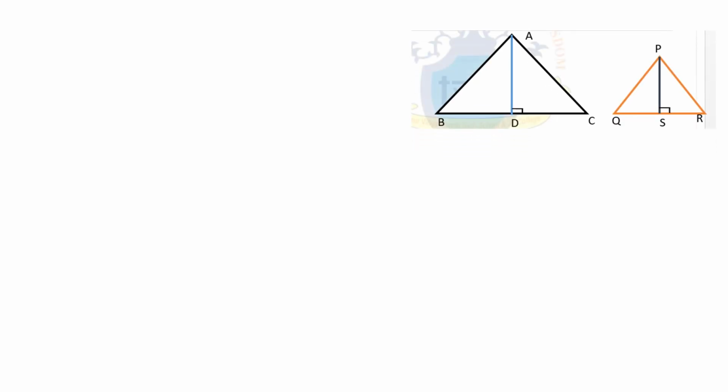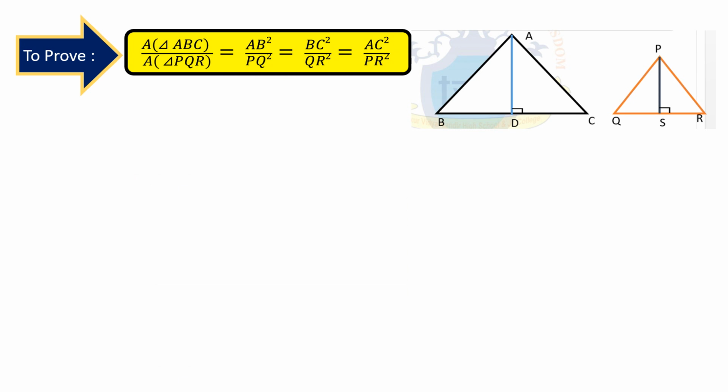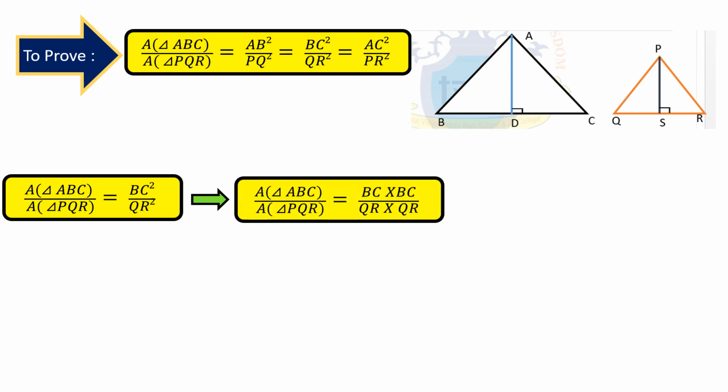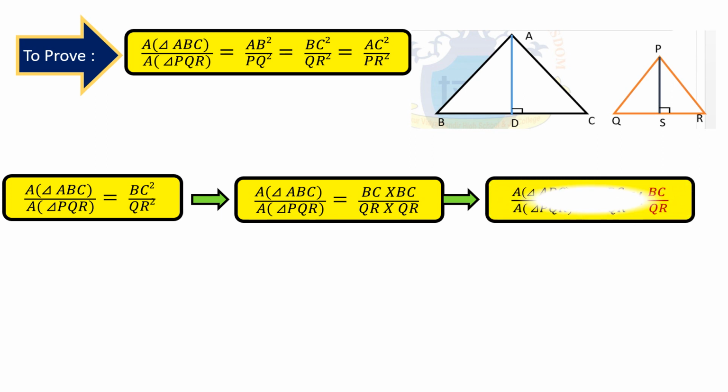So here we have the diagram with triangle ABC and triangle PQR. We have AD perpendicular to BC and PS perpendicular to QR, and our two proofs we have already seen. Now let us see how we are going to prove this. Let us take one part of this to prove: area of triangle ABC upon area of triangle PQR is equal to BC square upon QR square. See, this BC square upon QR square can be written as BC into BC upon QR into QR. And further I can simplify this as BC upon QR into BC upon QR.